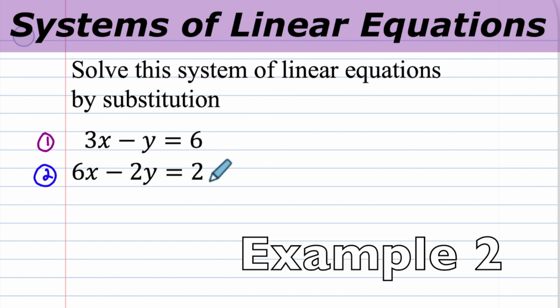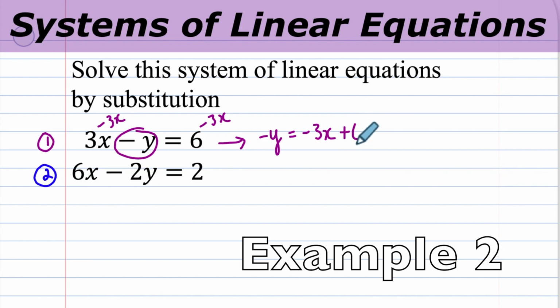I'm looking at the second equation and it looks to be a little weird. There's a common factor of 2 here, but I'll just go ahead and solve it using substitution and see what we get. We can isolate the y value. Negative y is equal to negative 3x plus 6, but I also have to divide by negative 1. Y is equal to 3x minus 6.